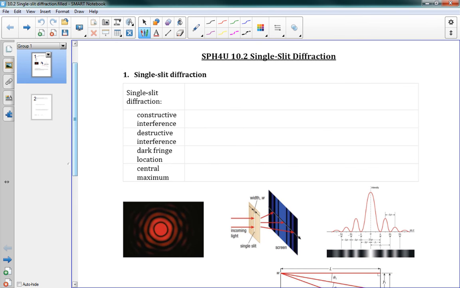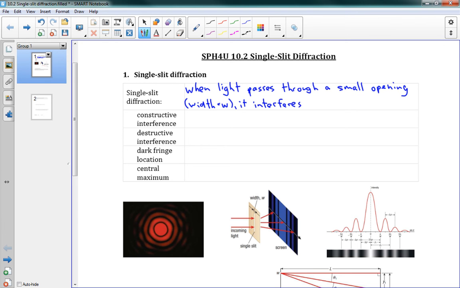So we're going to be looking at this phenomenon. It's called single slit diffraction, and what we're going to say is when light passes through a small opening, and we're going to say that opening has a width of W, width equals W, the light interferes with itself.